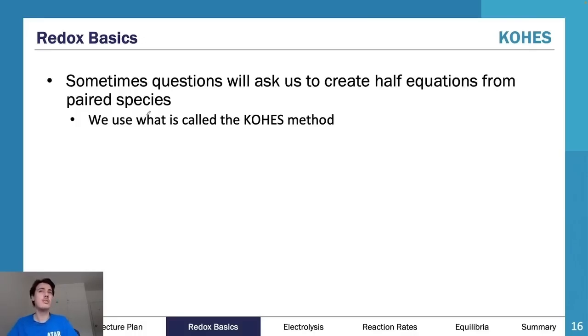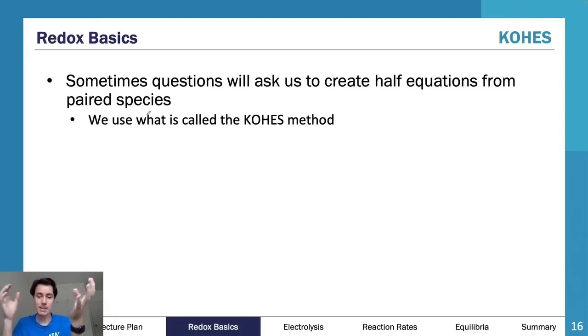Now, if you go to the electrochemical series on that data booklet, it doesn't have everything. And sometimes you need to create half equations that are not on there. And therefore, you need to use a method called COES. Now, this COES method works pretty straightforward. You have your pairing. Let's just say you're going from dichromate to chromium ions. That would be Cr2O7 2- to Cr3+ ions.